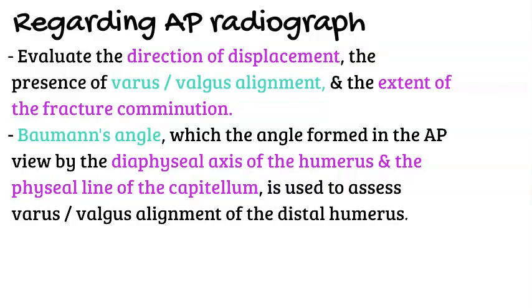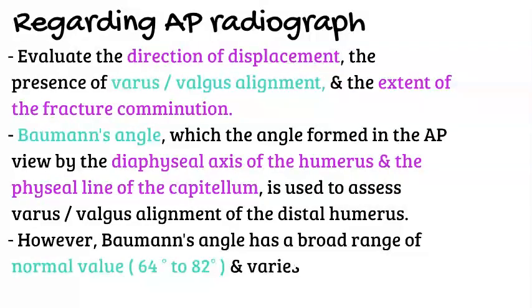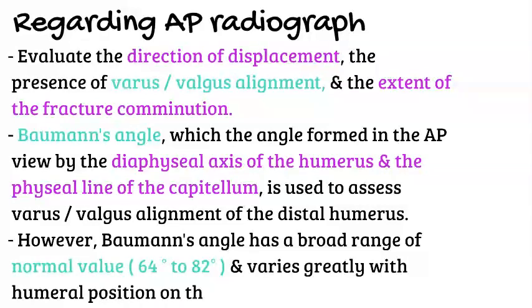However, Baumann's angle has a broad range of normal value, around 64 degrees to 82 degrees, and varies greatly with humeral position on the radiograph, that is rotation.